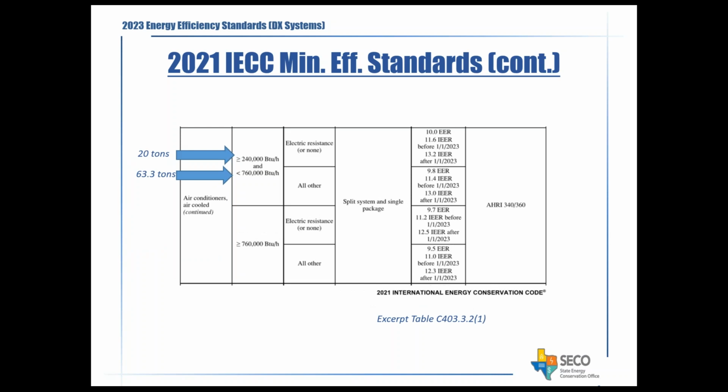Similarly, these are again split systems, 20 tons and up to 63.3 tons. And then, of course, there are occasions where you can have something way bigger than 63 tons also. And they have defined the EERs and IEERs and the applicable dates for those systems over there. So something to just keep in mind. And if you're interested in looking into what your efficiencies need to be after January 1st, 2023, these are the new efficiencies that you need to meet.